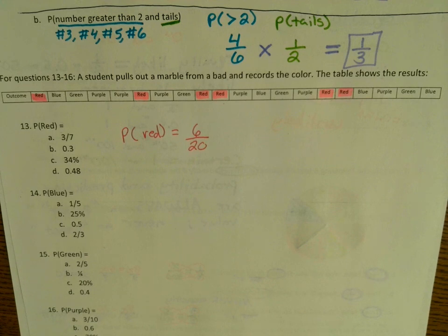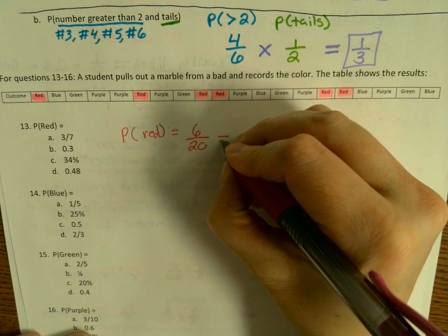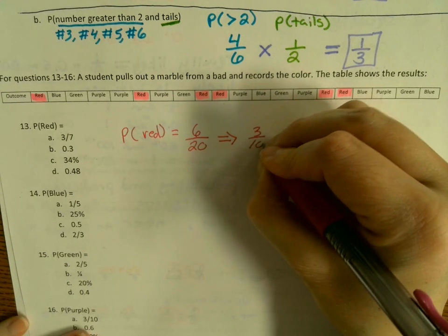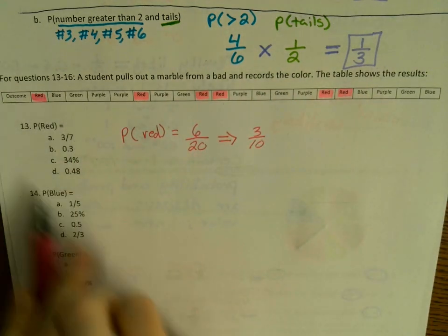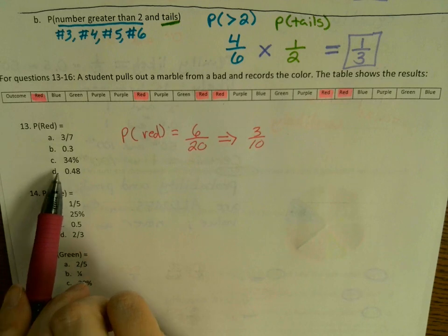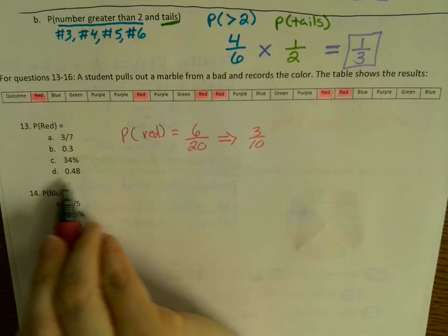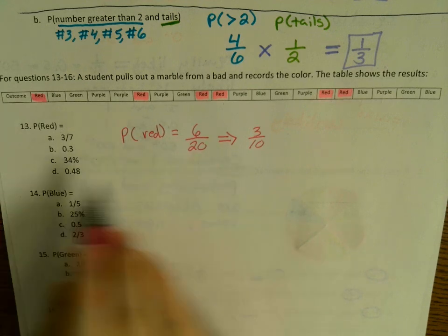I need to simplify that. When I type 6 over 20 in my calculator, it simplifies to 3 over 10. So there's my answer. Do I see it here? No. We've got 3 sevenths, 0.3, 34%, 0.48. 3 tenths is not one of the answer choices. What should I do?